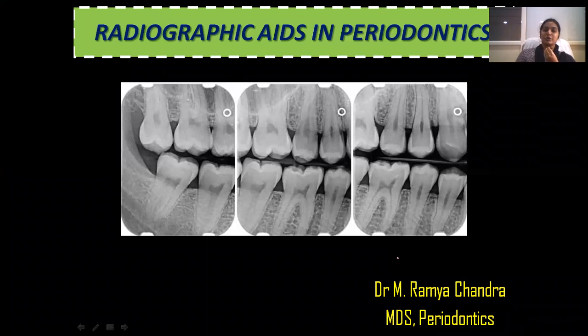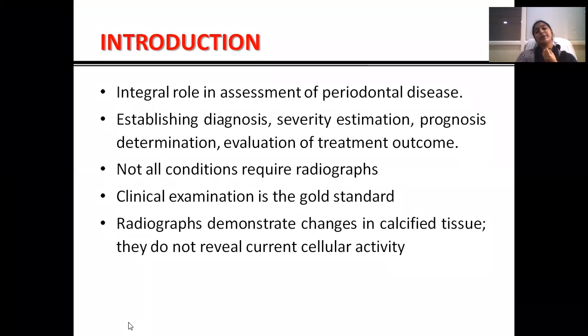This is the main motto of my presentation, along with the discussion about the normal features and the diseased features, how they appear on the radiographs, along with the conventional and advanced imaging modalities. So let's get started. Radiographs play an integral role in the assessment of periodontal disease, starting with the diagnosis and the estimation of the severity of the disease, next the determination of prognosis, then for the purpose of treatment, and even after the treatment is completed, for the evaluation of the treatment outcome, we are using the radiographs, right?